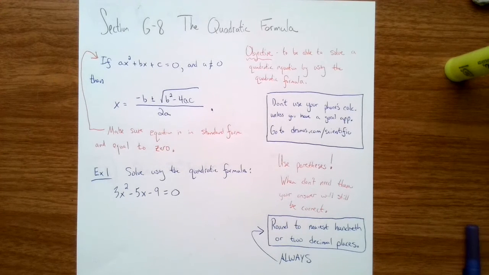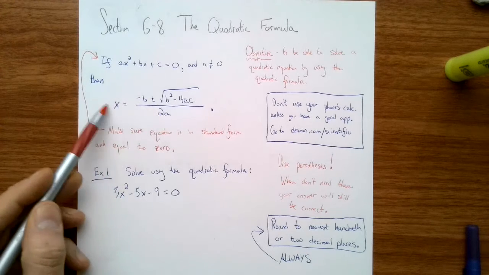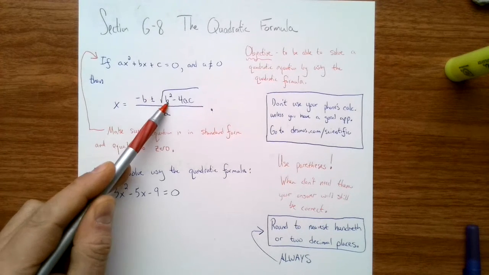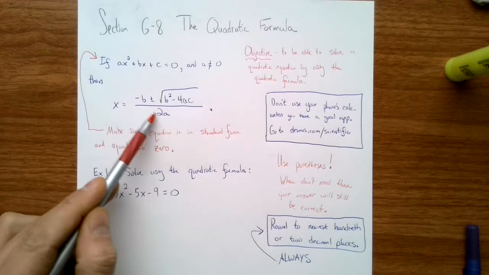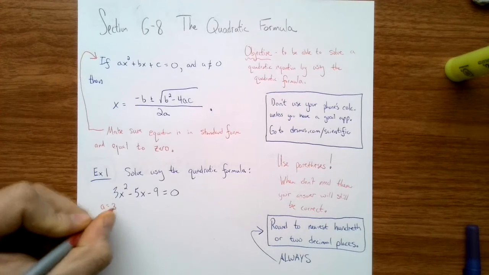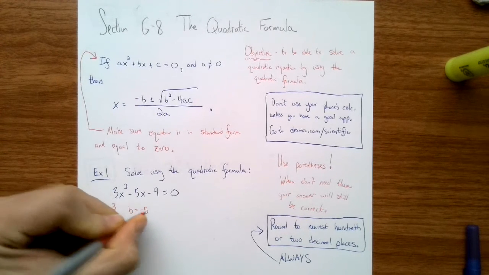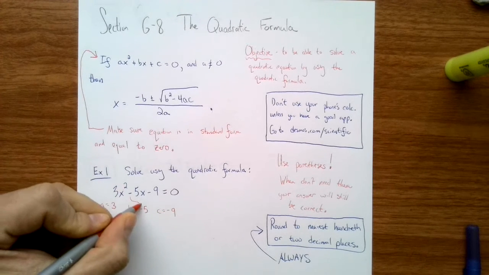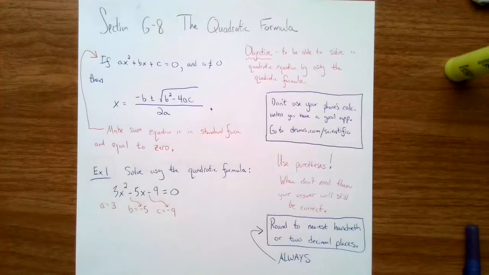So the first thing we're going to do in order to use the quadratic formula, which is x equals the opposite of b, plus or minus the square root of b squared minus 4ac all over 2a, we want to identify our a value, our b value, and our c value. Note that the signs are coming along for the ride. So b is -5 because that's a -5.